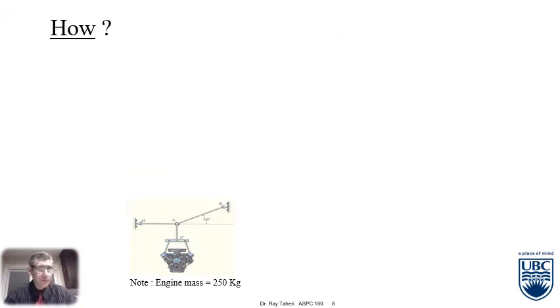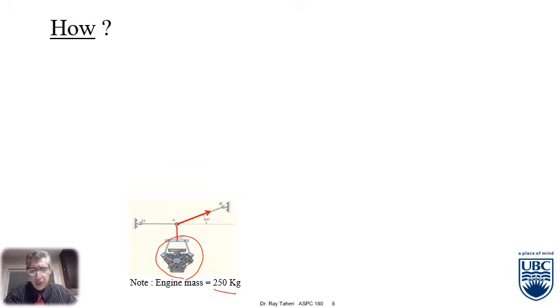How do we do it? It's very simple. If you understand the fundamentals of it, it is really effortless. So let me give you an example. You can see that we have an engine, a weight of 250 kilograms, hanging by three ropes: rope AC, rope AB, and rope AD.